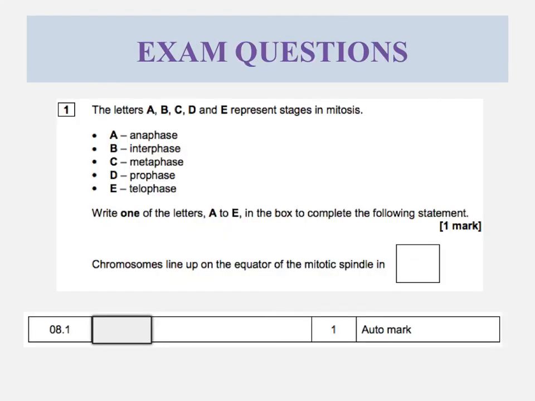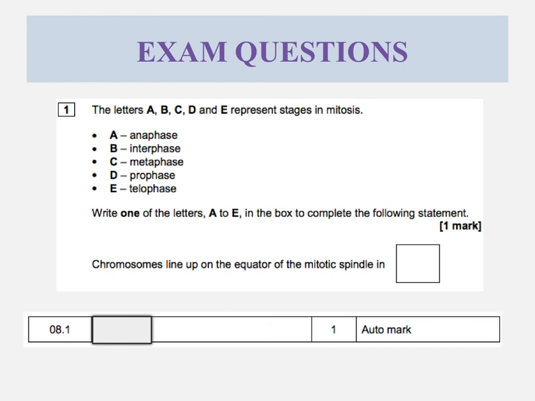Now, this is our first question. The letters A, B, C, D and E represent stages in mitosis. A is anaphase, B is interphase, C is metaphase, D is prophase, E is telophase. Write one of the letters A to E in the box to complete the statement. Chromosomes line up on the equator of the mitotic spindle in... Pause me now, have a look at the answers, or have a look at the question.